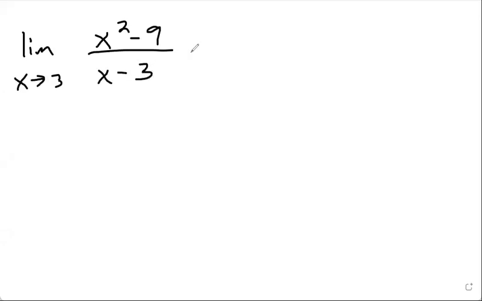Let's talk about indeterminate forms, specifically when you get 0 over 0. So let's say it's something like the limit as x approaches 3 of x squared minus 9 over x minus 3. By the direct substitution method, you're supposed to substitute x equals 3 into the limit. And when you do so, you'll get 9 minus 9, which is 0 over 0. And this is a situation where you're going to evaluate by factoring.